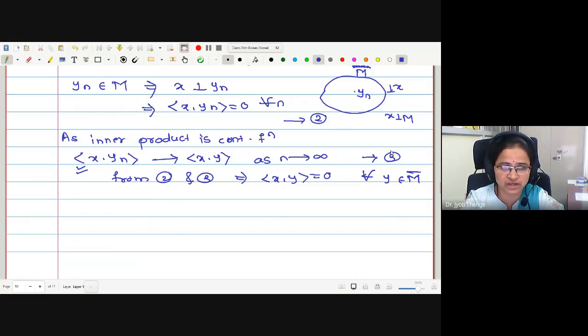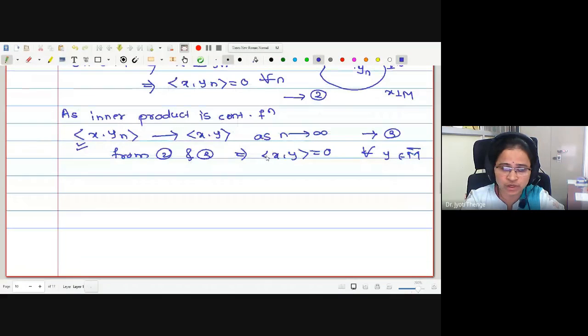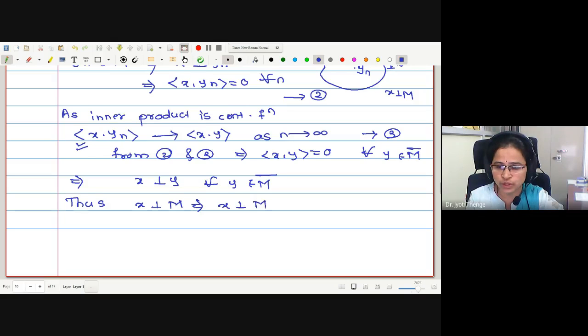Inner product of X with Y is equal to 0 for all Y in M bar. We have initially started with Y in M bar itself. Therefore, what have we proved? That X is orthogonal to Y for all Y in M bar. Thus, X orthogonal to M implies X is orthogonal to M bar. This we have proved.